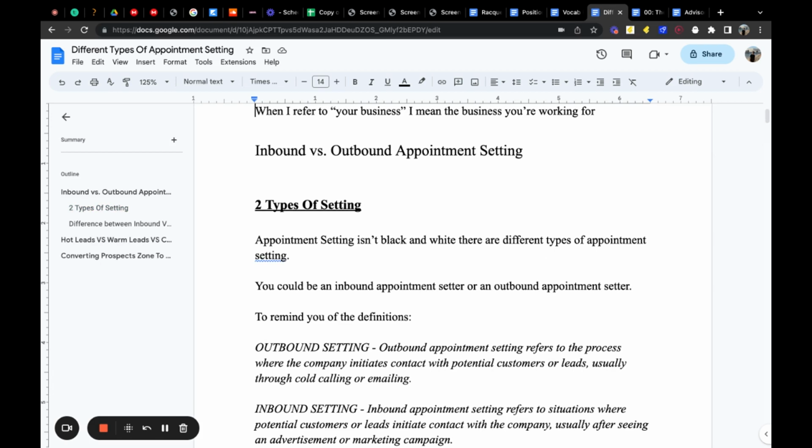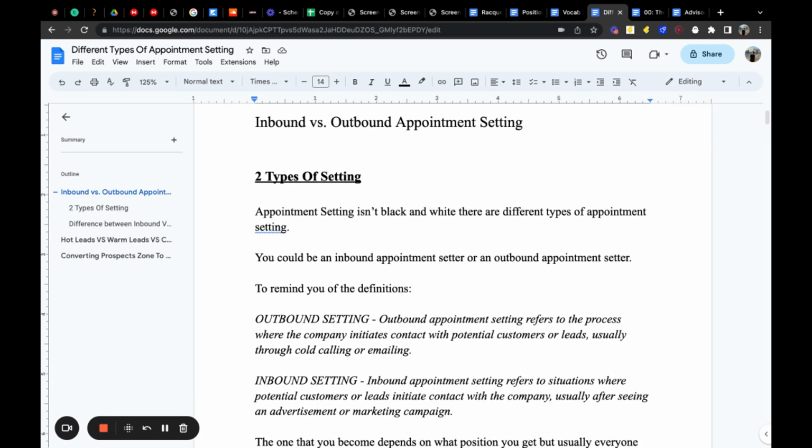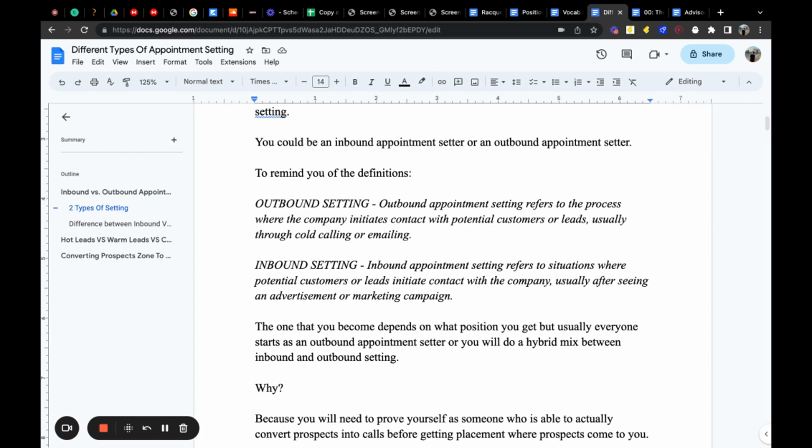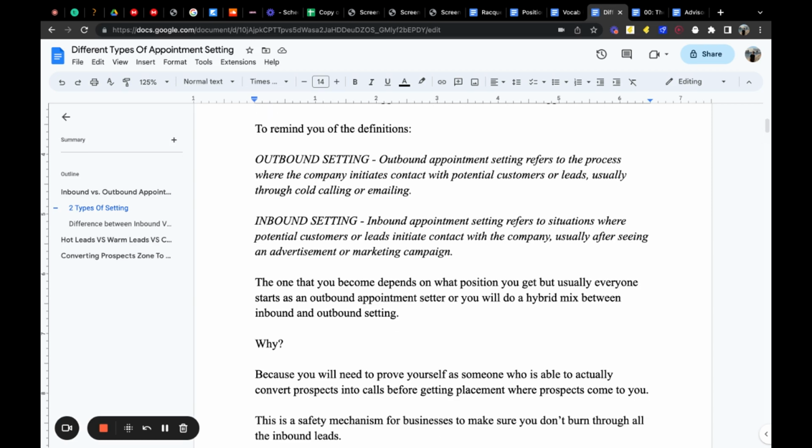So the two types of setting. Appointment setting isn't black and white, and there are different types of appointment setting. You could become an inbound appointment setter or an outbound appointment setter. And to remind you of the definitions, these are also in the vocab board. With outbound appointment setting, you're basically the one sending out all of the messages to cold leads. You're contacting potential customers who don't really know the business, who aren't familiar with the business.